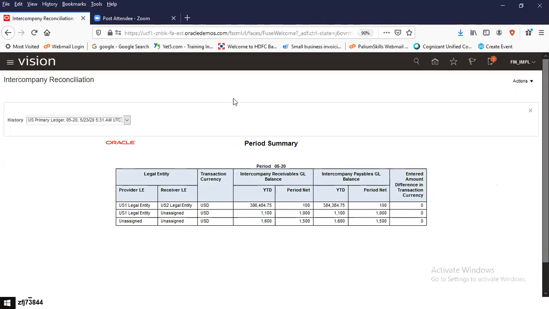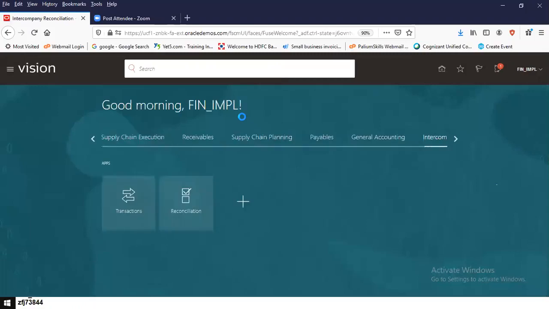In all, what we have seen is the setup of the intercompany. We did transactions for intercompany, we did global transactions for intercompany, and then we did the reconciliation for the intercompany transactions. All right, so that is what I had for intercompany.